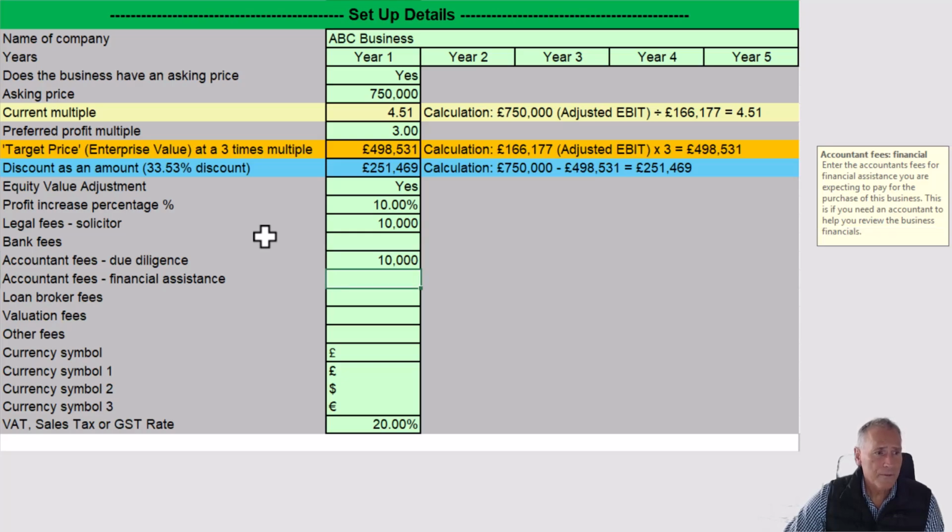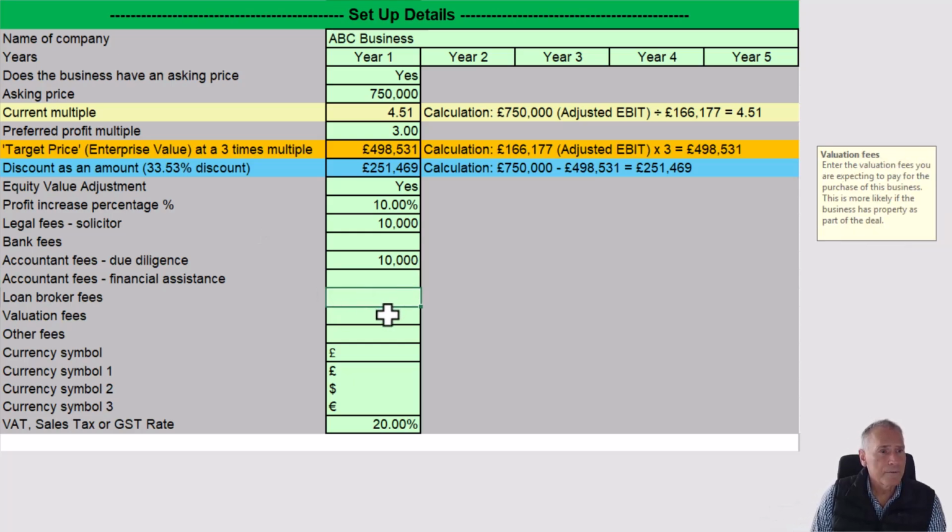Or accountancy fees, financial assistance. So they will help you work out how to finance the business. Loan broker fees, valuation fees, and any other fees as well.